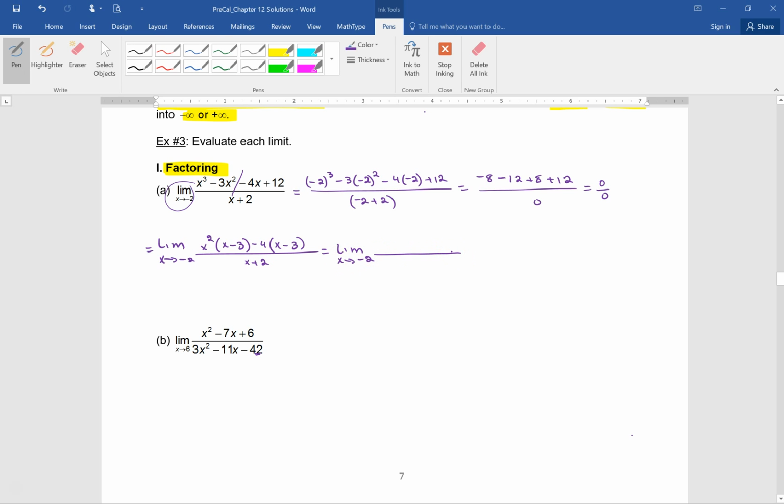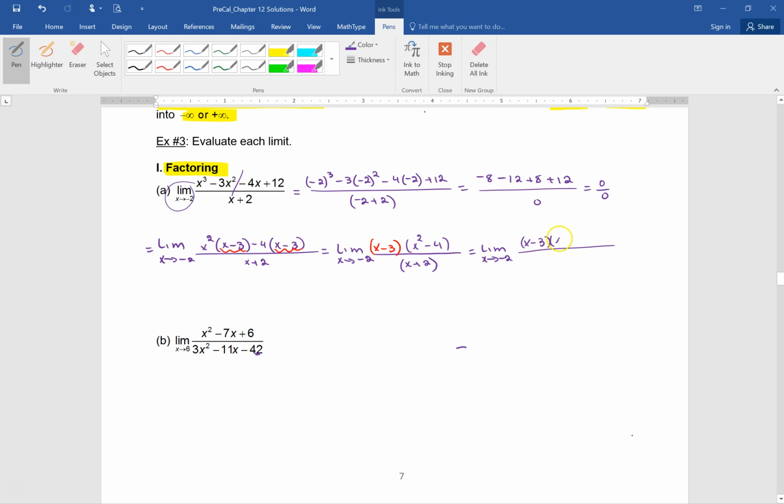Now, remember the common term here is what? x minus 3. So I factor this out, and then I just copy over anything that I've got left: x squared minus 4 over x plus 2. All right, we're almost there. This is the limit as x approaches negative 2.